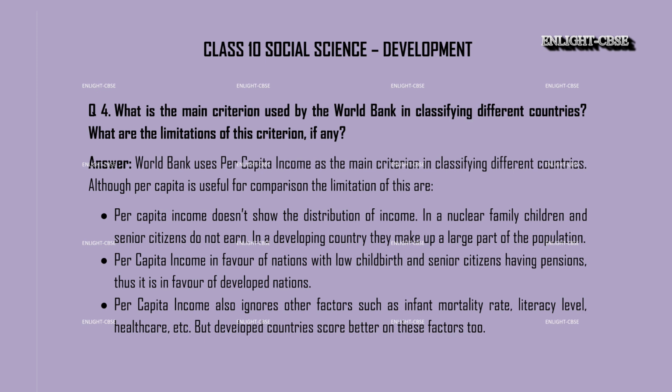Although per capita income is useful for comparison, the limitations of this are: per capita income doesn't show the distribution of income. In a nuclear family, children and senior citizens do not earn. In a developing country, they make up a large part of the population.